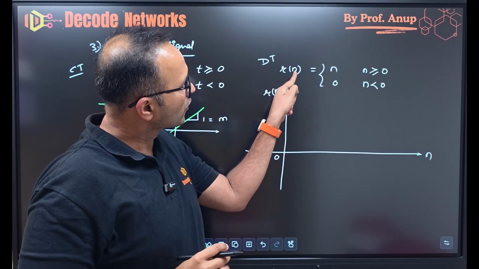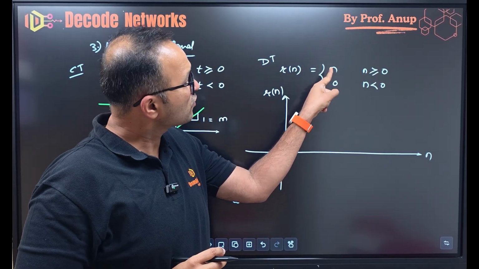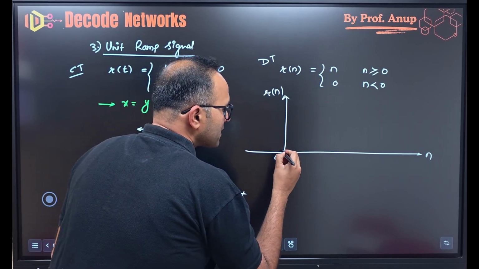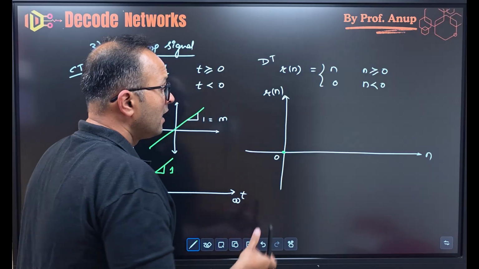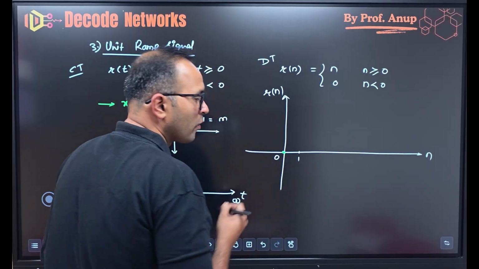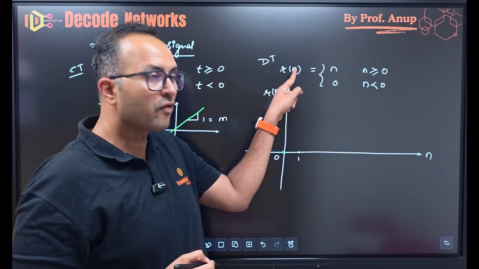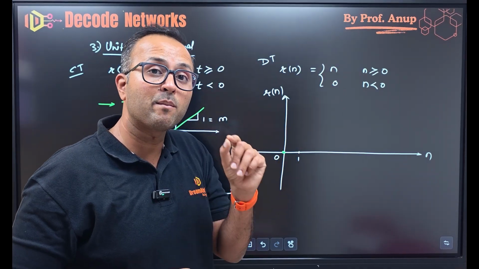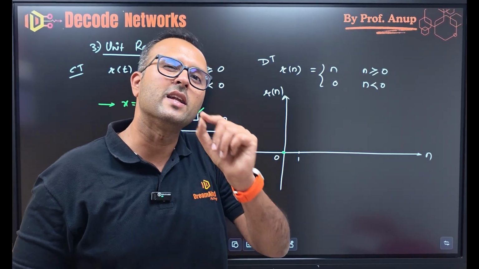Go and substitute 0 here. So R of 0, what will come here? You will substitute 0 here, right? That means at 0, your amplitude is 0. Correct? After that, next is 1. Go and substitute here. R of 1, you will substitute 1 here, right? That means your amplitude is 1. That's why it is said to be a linear signal.